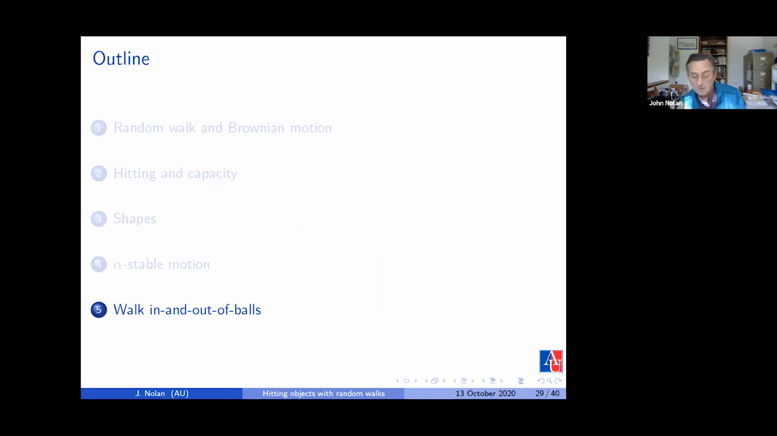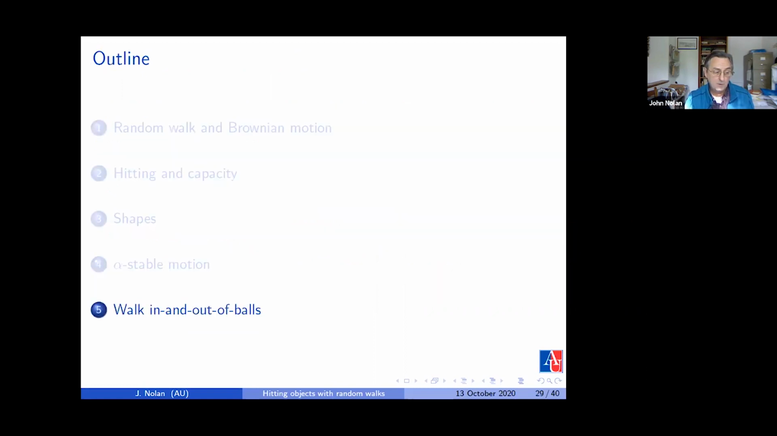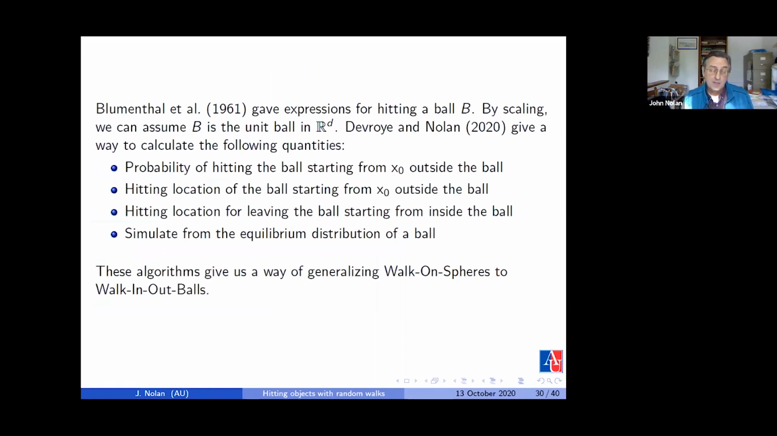Okay, I'm actually talking quite quick, so I guess I will get through all this. I want to talk a little bit about this idea of walking in and out of balls. What we're going to do here is use this paper by Blumenthal, Getoor, and Ray in 1961 that gave some expressions for hitting balls with an alpha stable motion. You can always use scaling so that if we want to hit a general ball, we can shift it so it's centered at the origin and scale it. If we solve that problem, then we can solve the original problem.